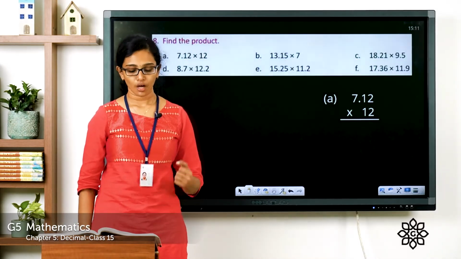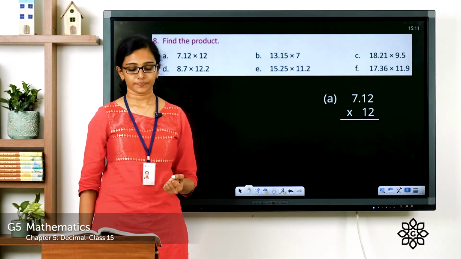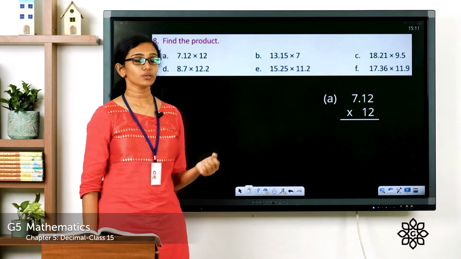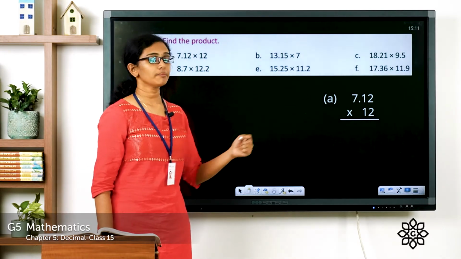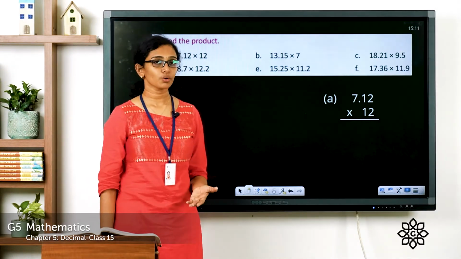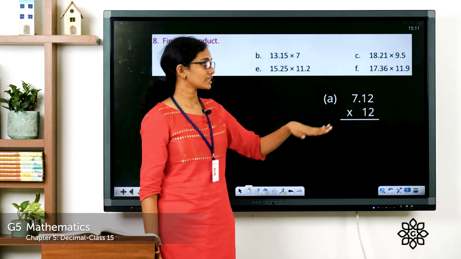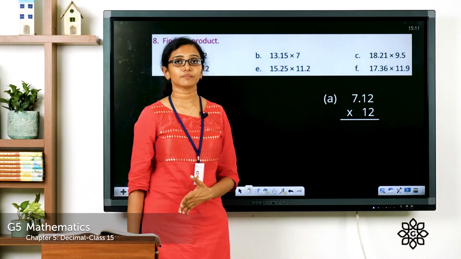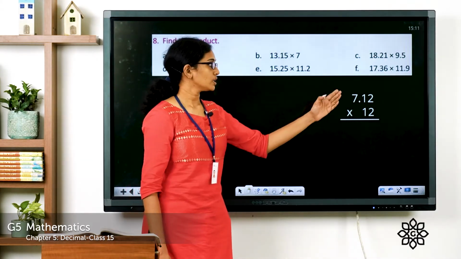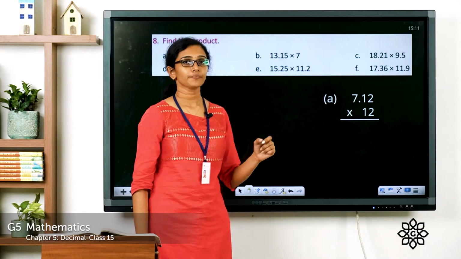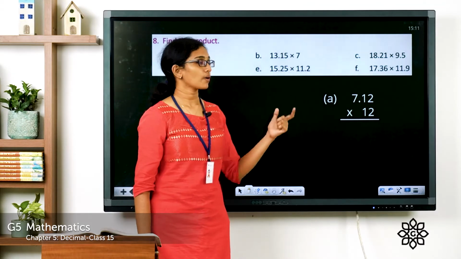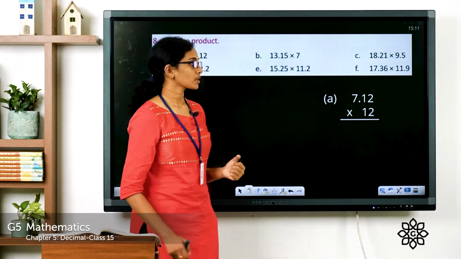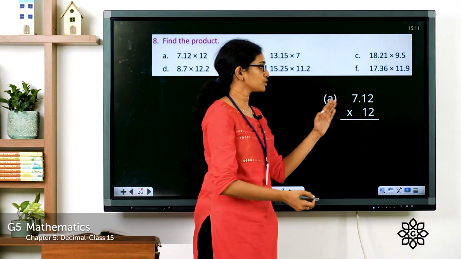Question number 8. Find the product. A. 7.12 into 12. So you are asked to multiply a decimal number by a whole number. What is the rule? You can first ignore the decimal point, proceed with the multiplication, and in the final product, you can put the decimal point exactly at the place where you put the decimal point in the multiplicand. So here you have 7.12 into 12.